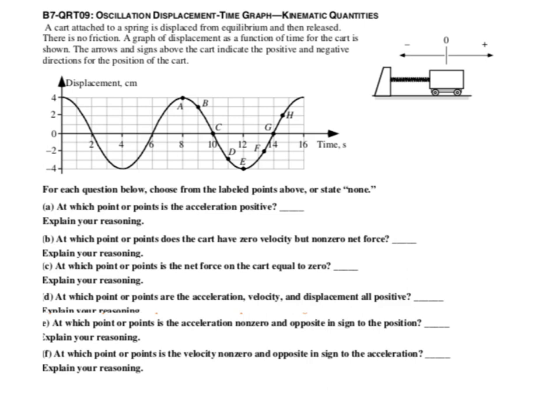Chapter 13, sample problem number 8. A cart is attached to a spring and is displaced from equilibrium and then released. There is no friction. A graph of displacement as a function of time for the cart is shown. The signs and arrows above the cart indicate the positive and negative directions for the position of the cart. For each question, choose from the points above or state none.